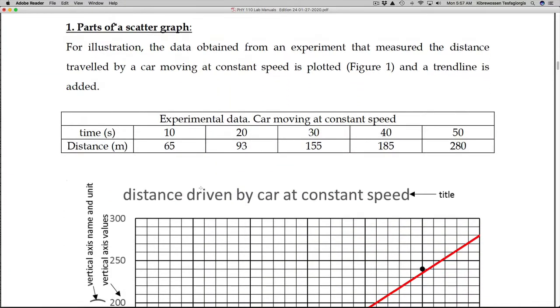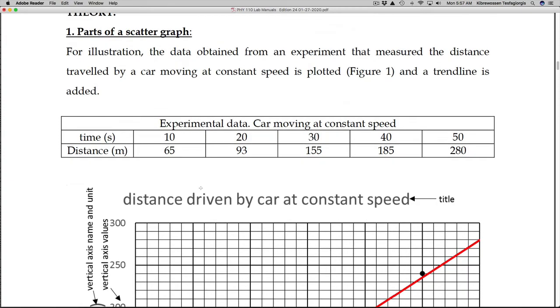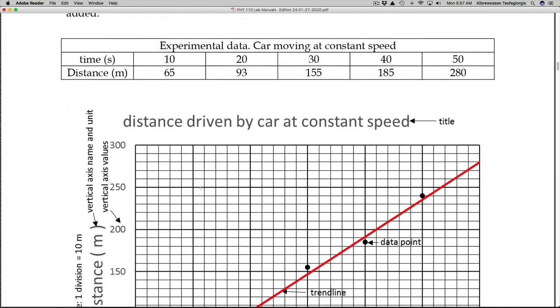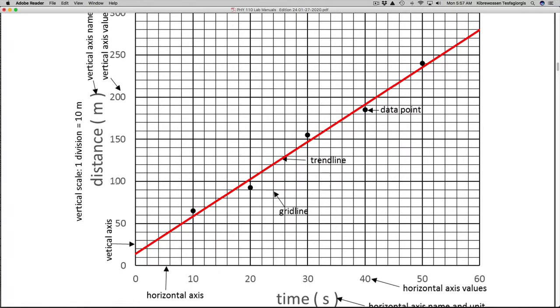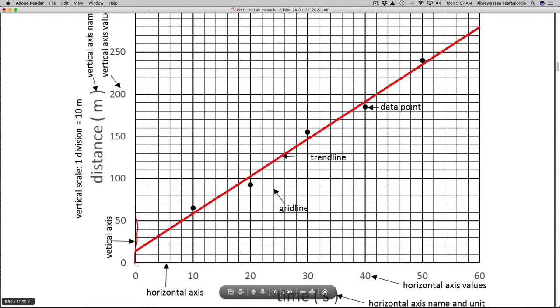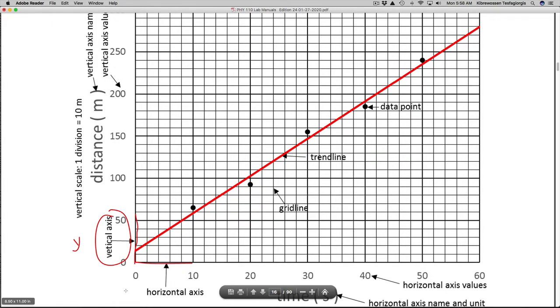So the theory, the first part we are going to talk about is the parts of a graph. For instance, if somebody gives you a graph, the graph has different parts. The first one is the axis. A two-dimensional graph always has a vertical axis, which is the y-axis, and then there is a horizontal axis. We commonly call it the x-axis.